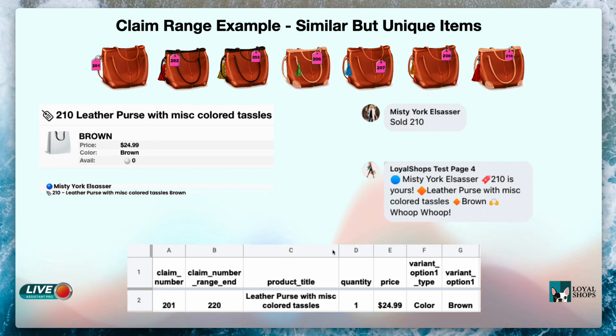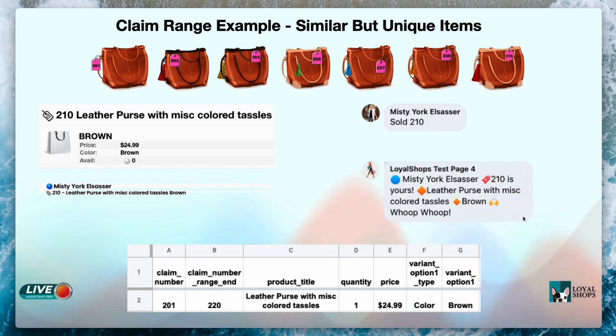All right. Once I've inputted that and gone live, and I show one of these items, number 10 here, then when Misty claims sold 210, it's going to say 210 is yours, leather purse with miscellaneous colored tassels, brown. She's got the item. In sales history, it'll show 210, Misty, leather purse with miscellaneous colored tassels at $24.99, color brown.